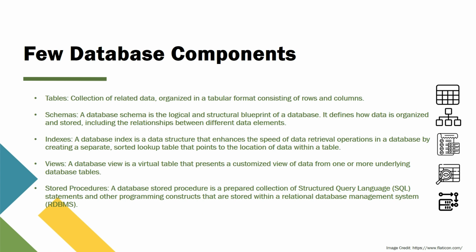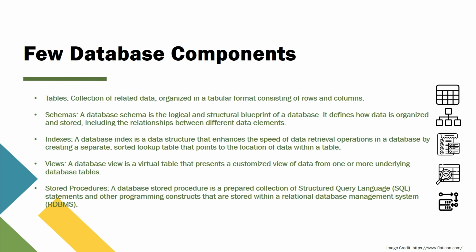And the second one is schemas. A schema is the logical and structural blueprint of a database. The schema defines how the data is organized, how it is stored, and how it has the relationships between the different elements of the data. Then the third one is indexes.